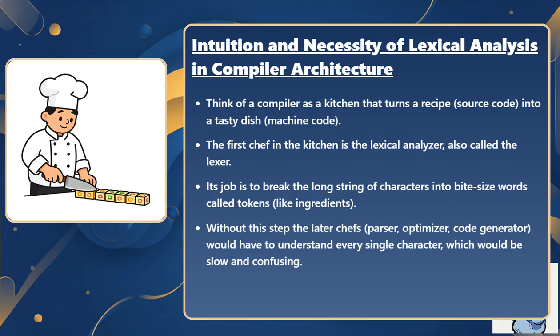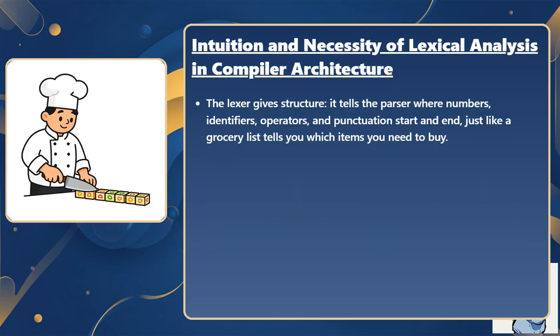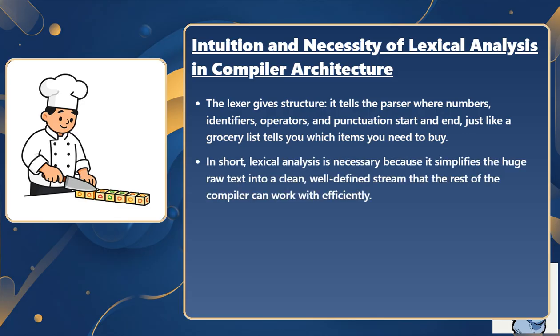Without this step, the later chefs, parser, optimizer, code generator, would have to understand every single character, which would be slow and confusing. The lexer gives structure. It tells the parser where numbers, identifiers, operators, and punctuation start and end, just like a grocery list tells you which items you need to buy. In short, lexical analysis is necessary because it simplifies the huge raw text into a clean, well-defined stream that the rest of the compiler can work with efficiently.